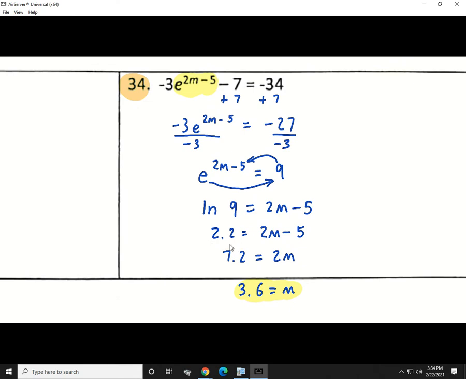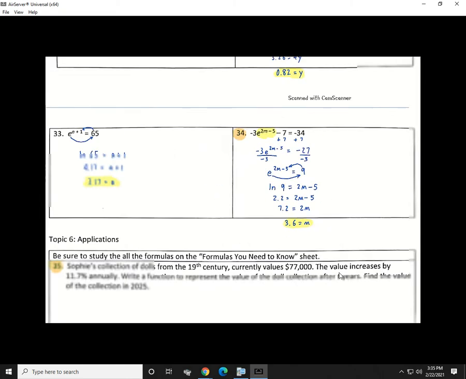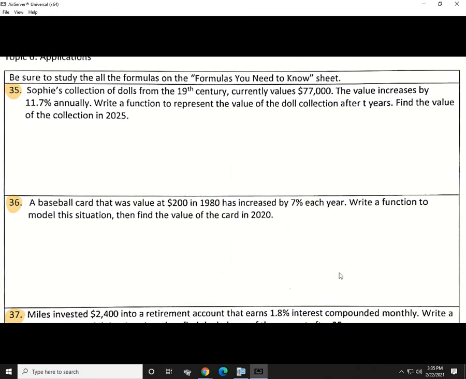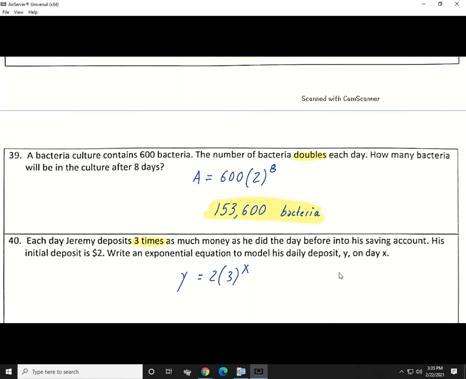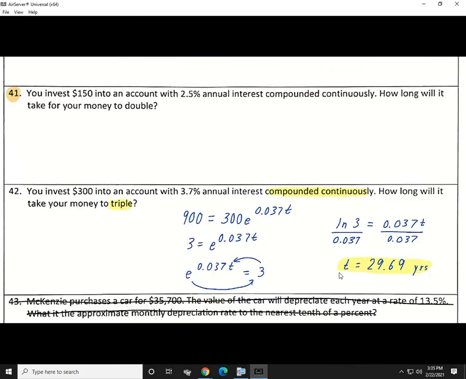ln of 9, like we said, 2.2. I added 5, and then I divided by 2. And there you have it. That's 34. All right, let's move along. Again, there are some more problems. There's 1, 2, 3, 4, 5 that are going to be on the test.